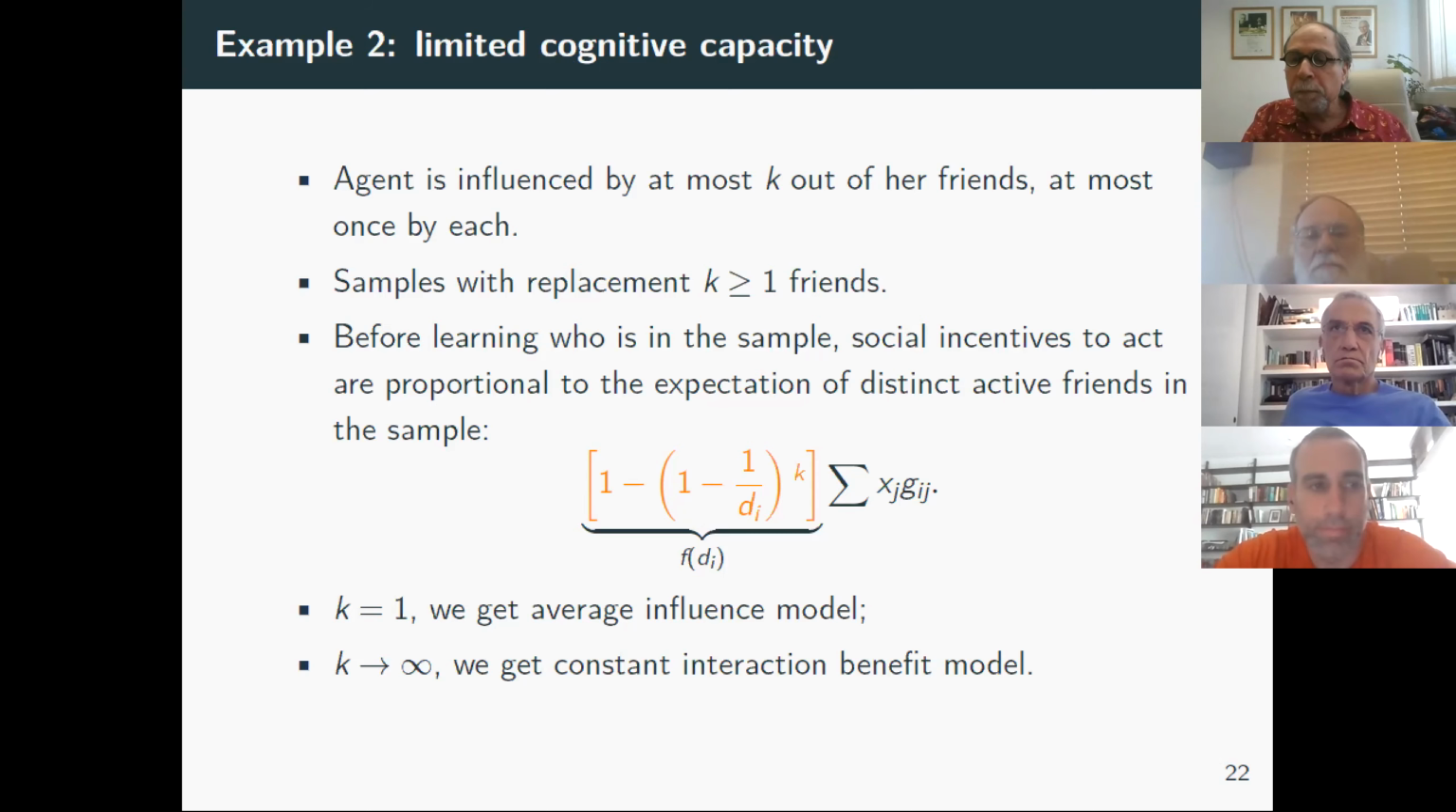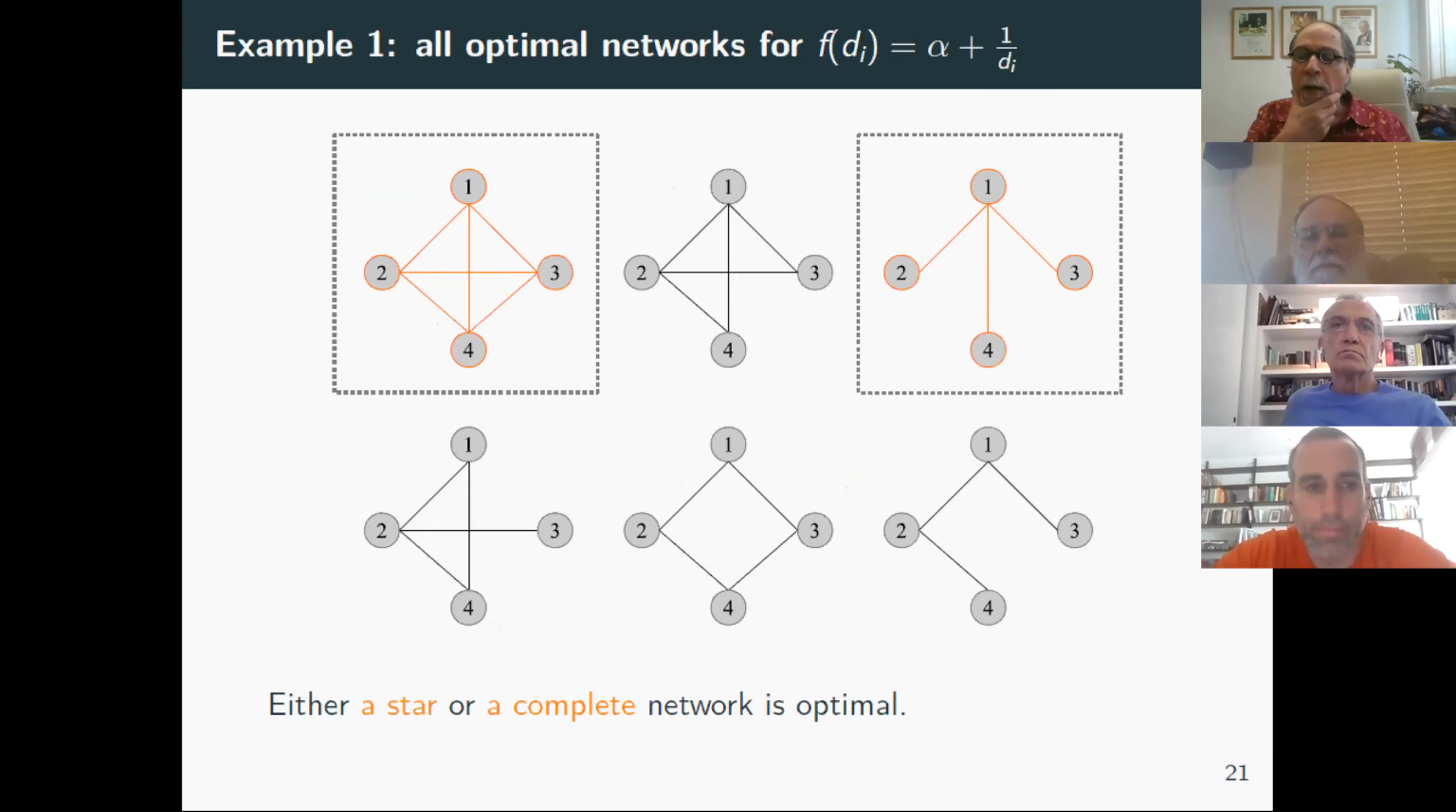Can you repeat what you mean by optimal network? A network is optimal if it induces all agents, if the cost of inducing all agents to take the action is minimal. The summation of Ti is minimal, subject to the constraint that the unique equilibrium has all agents taking the action.